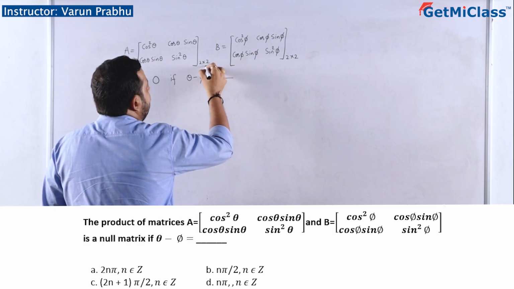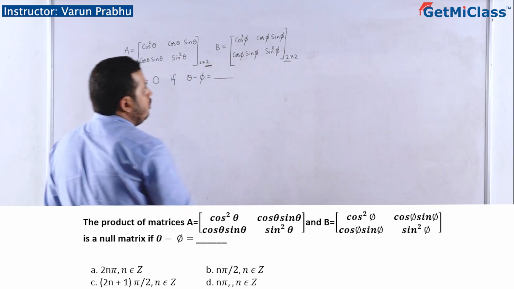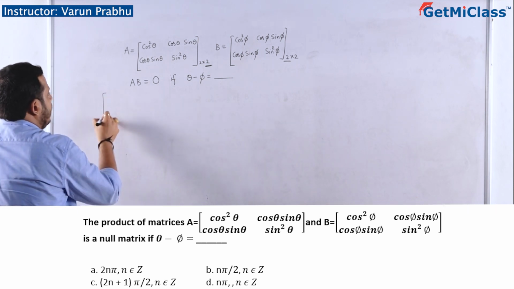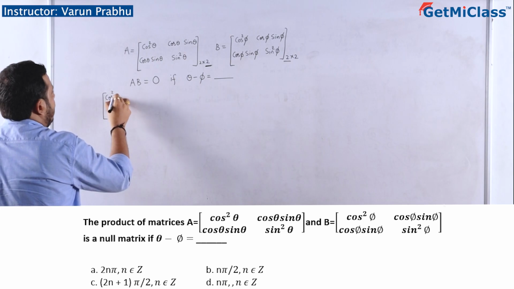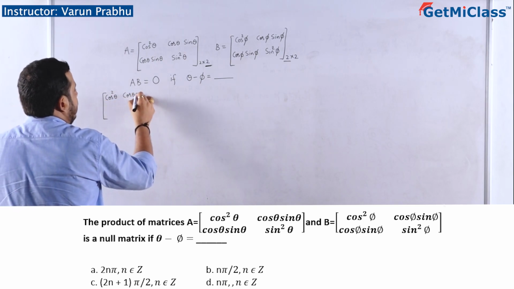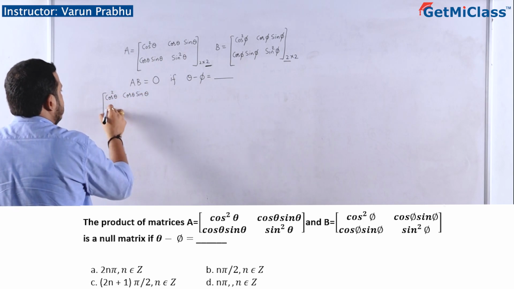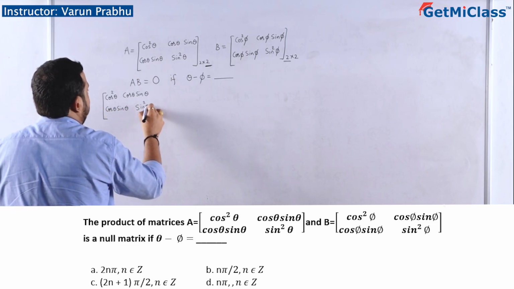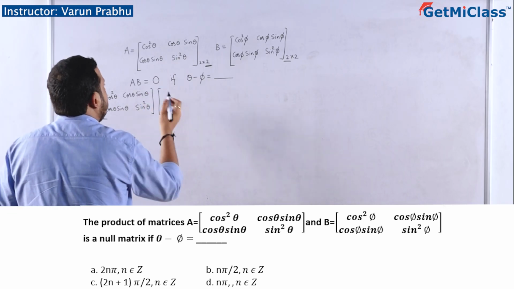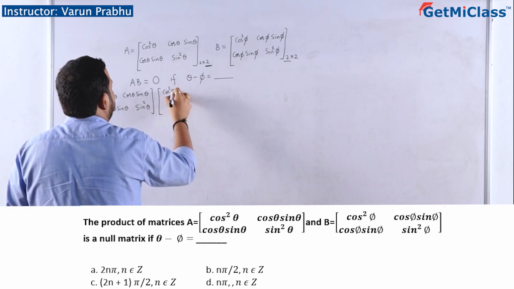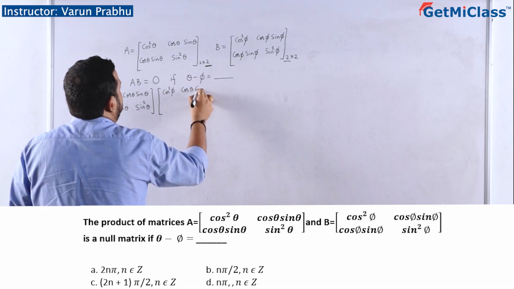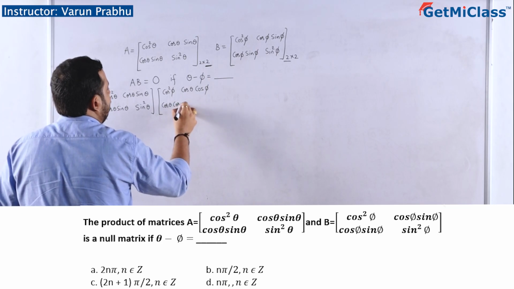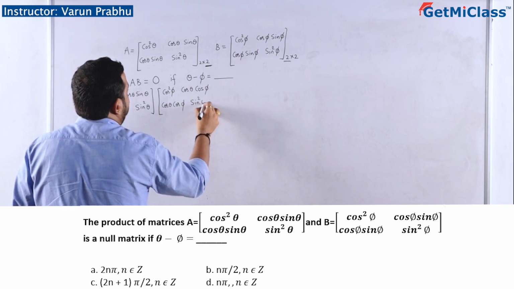If at all AB has to be defined, the number of columns of the first matrix must be equal to the number of rows of the second matrix. That is correct here, so we can define A into B. So I can write like this: cos squared theta, cos theta sin theta, cos theta sin theta and sin squared theta, multiplied by cos squared phi, cos phi sin phi, cos phi sin phi, and sin squared phi.